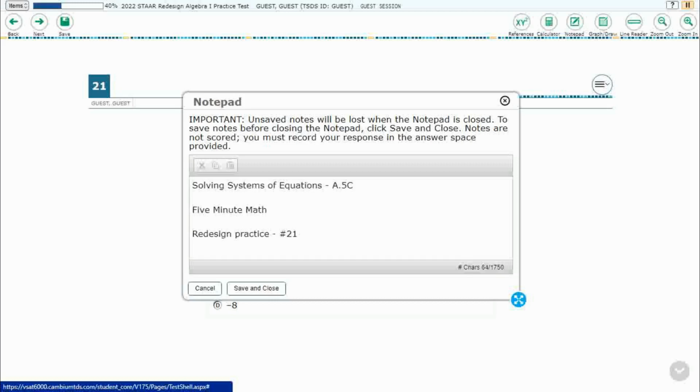Today we are looking at the Algebra 1 concept of solving systems of equations. This is standard A.5C in the great state of Texas, and we are using item number 21 off the Redesign Practice Online STAAR test. If you haven't done so already, please go ahead and take a moment to pause the video, work this problem out on your own, unpause it, and we will look at our answers together.